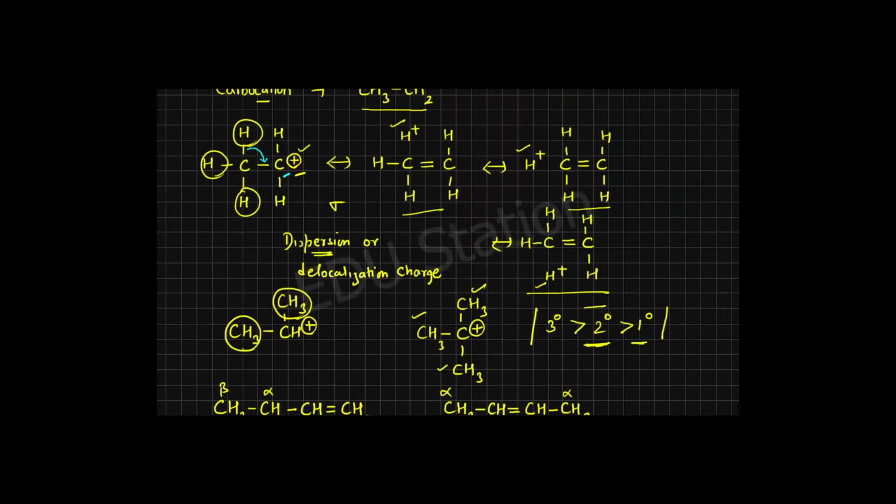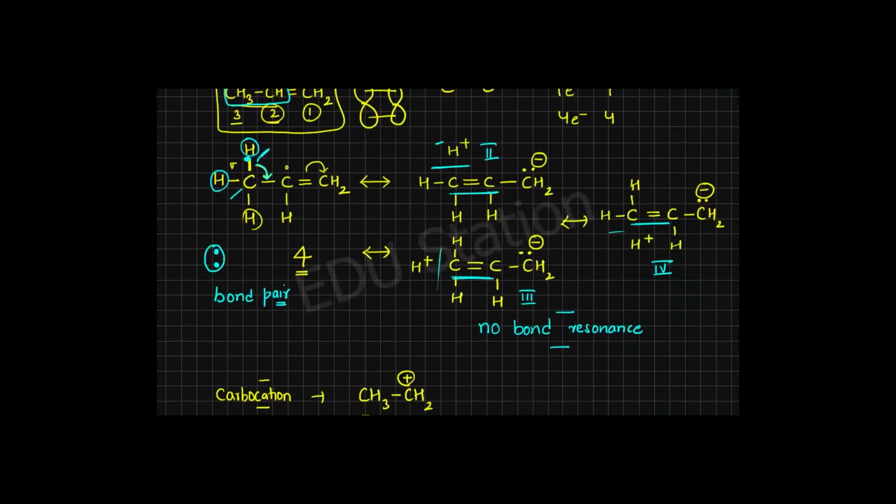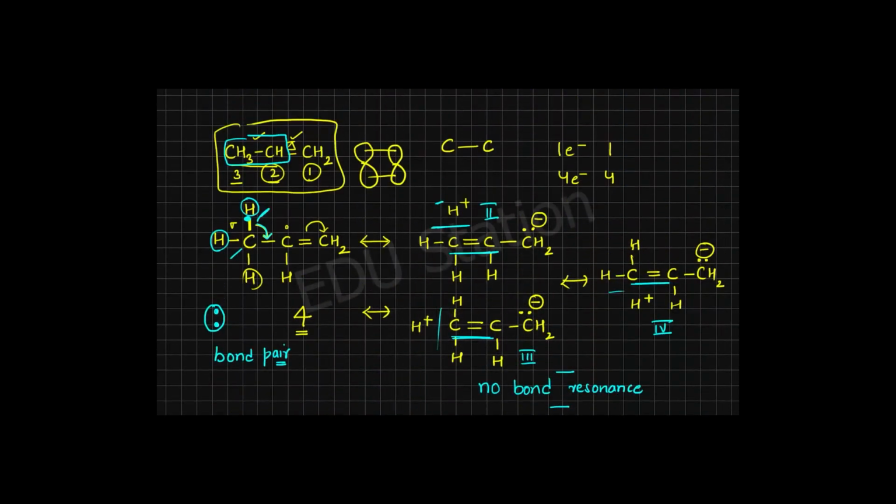Now, if you look at propene, propene is this, it has 3 alpha hydrogens. Look carefully, this is the double bond, these 2 are involved, this is the neighboring carbon, how many hydrogens? 3. So, this has 3 alpha hydrogens. So, we have drawn 4 structures for propene. If there are 6 alpha hydrogens, then there will be 7 structures. So, more the structures, more the dispersal of charge, more the dispersal of charge, more the stability.